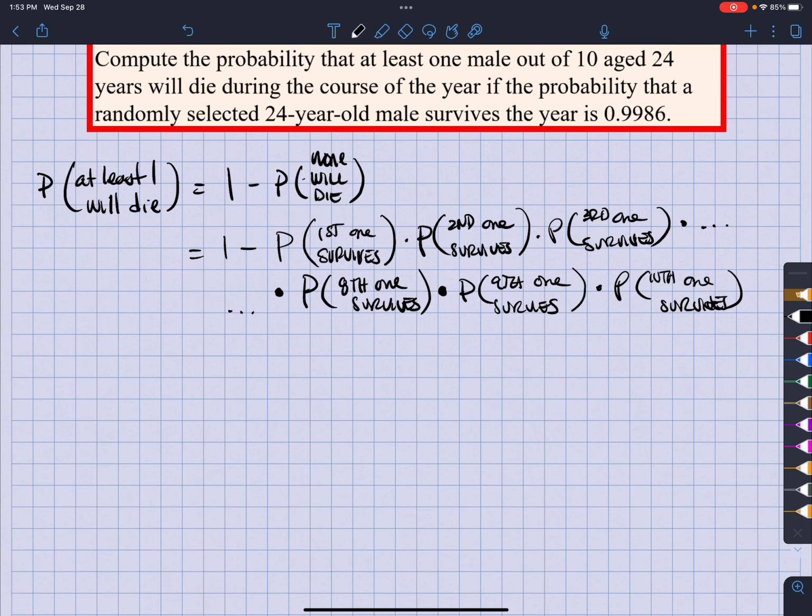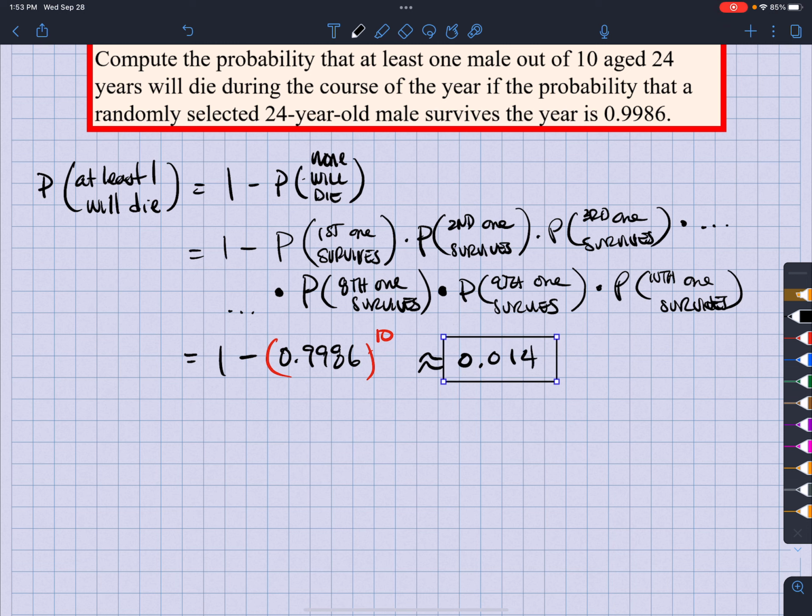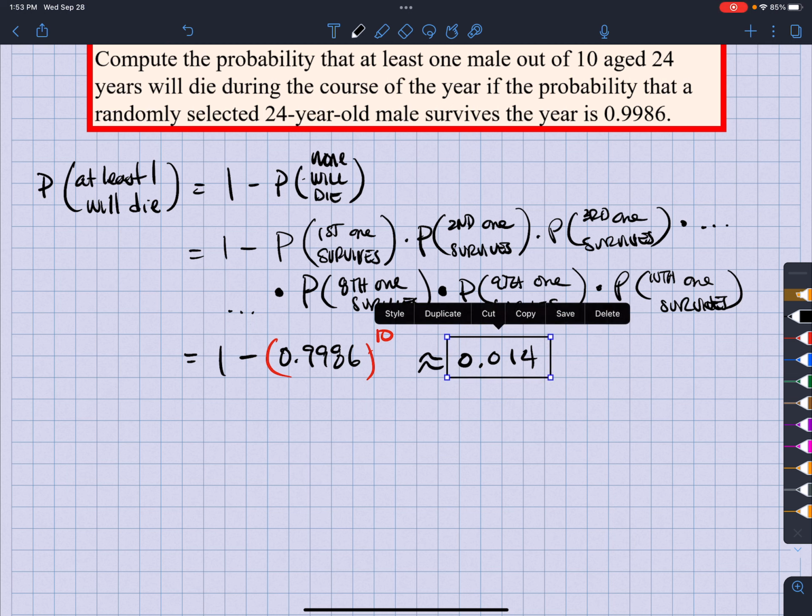And for each one to survive, the probability was 0.9986. I have to multiply this 10 times because I have 10 of them. That means I'll take this probability and raise it to the 10th power, or just multiply it 10 times. And what you will get is approximately 0.014 as the probability that at least one of those 10 24-year-olds will die that year. All right, so there it is.